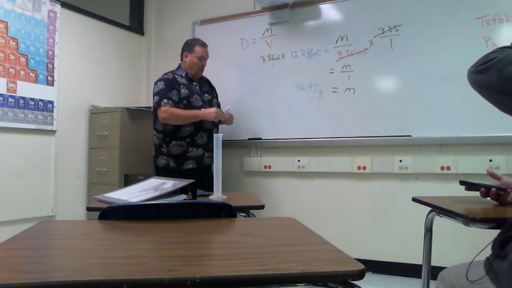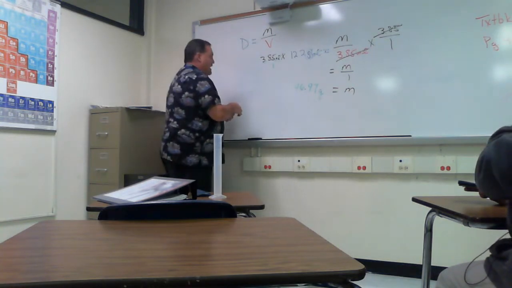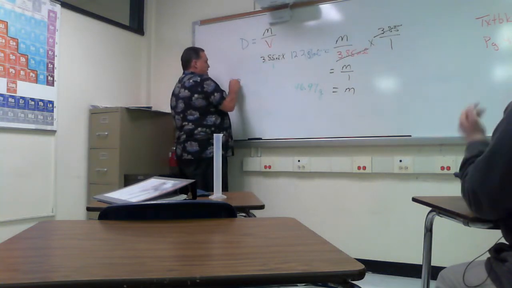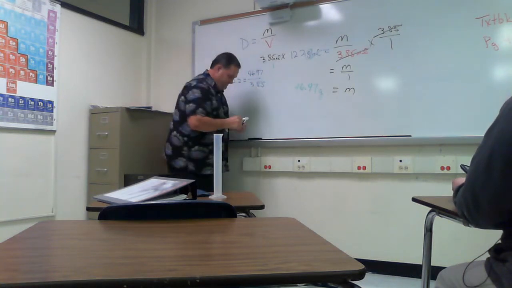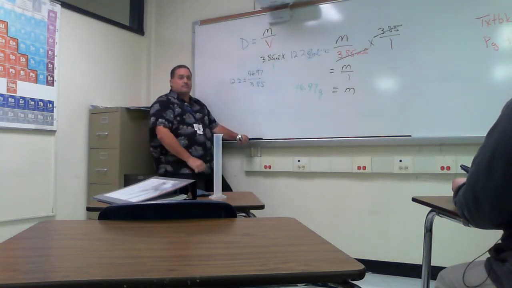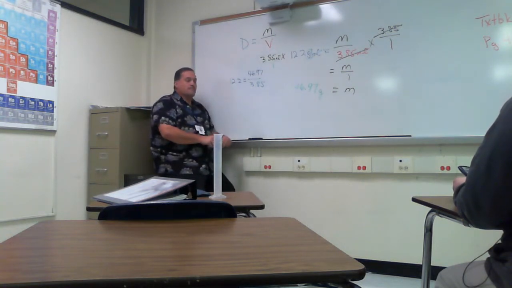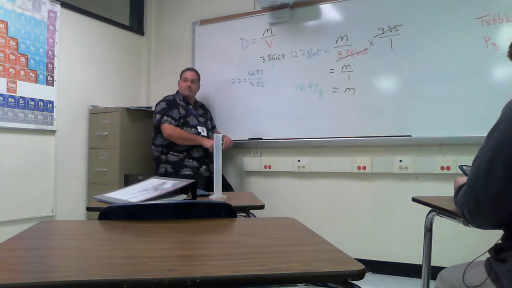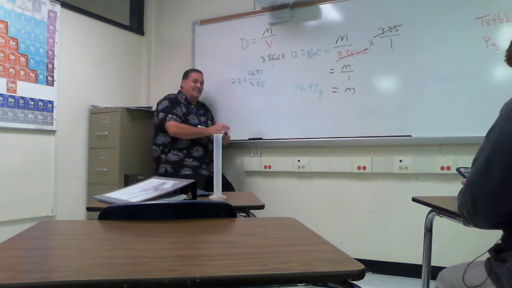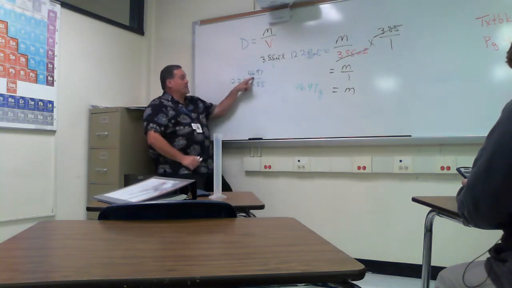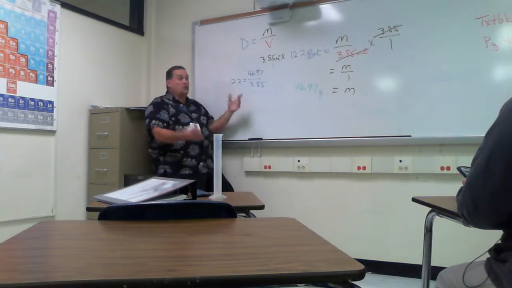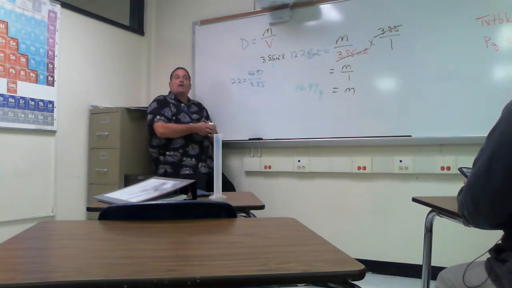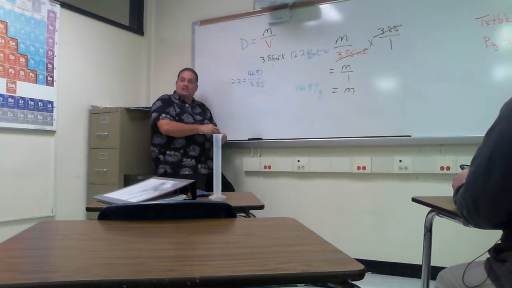All right, let's go back and check our math. Let's see if 12.2 is equal to 46.97 divided by 3.85. Do your math. This is how you check your answer. Did I do it right? Yeah. Is 46.97 divided by 3.85 equal 12.2? Yeah. It does, doesn't it? So you did good. And that's the three ways we solve density problems.